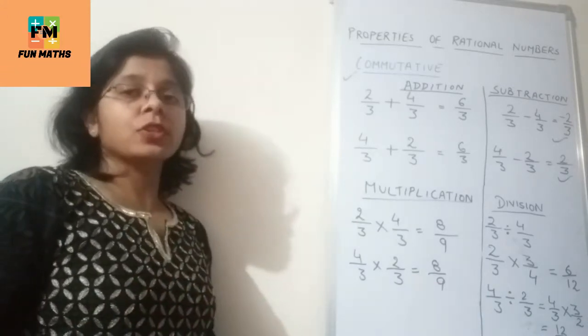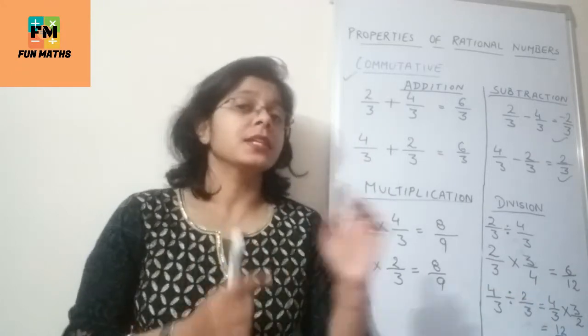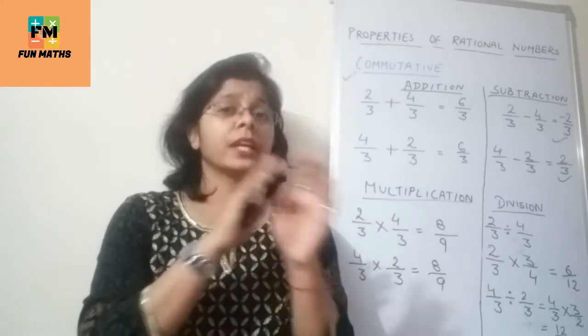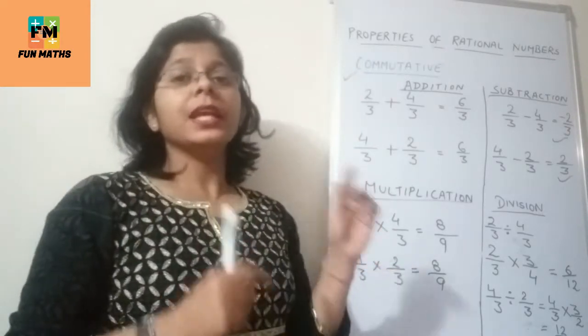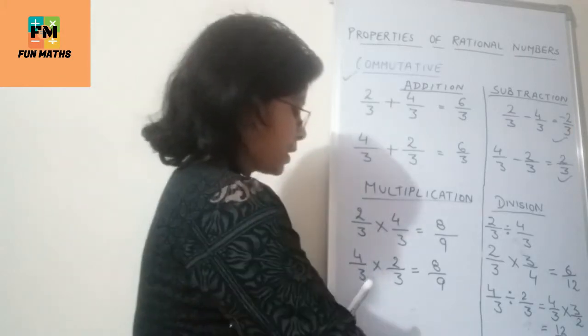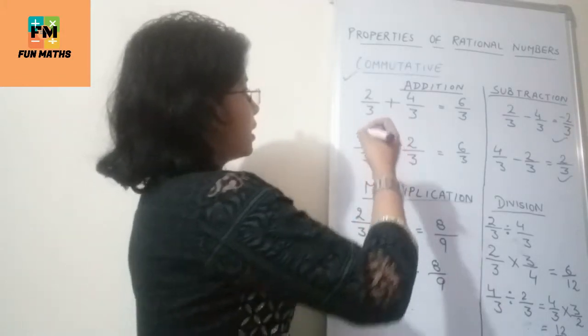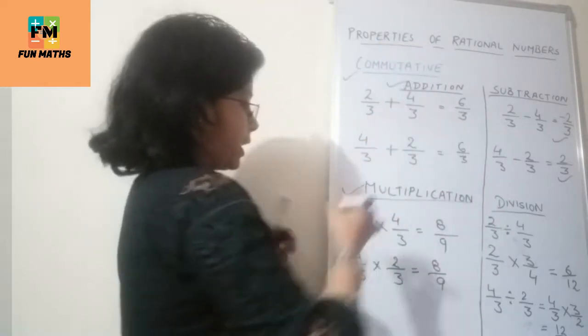So what is the conclusion? Rational numbers are not commutative under division. Why? Because when we are interchanging the numbers, we are not getting the same result, right? So let's conclude this commutative property. Rational numbers are commutative under addition and multiplication, as we have seen the same result we are getting.